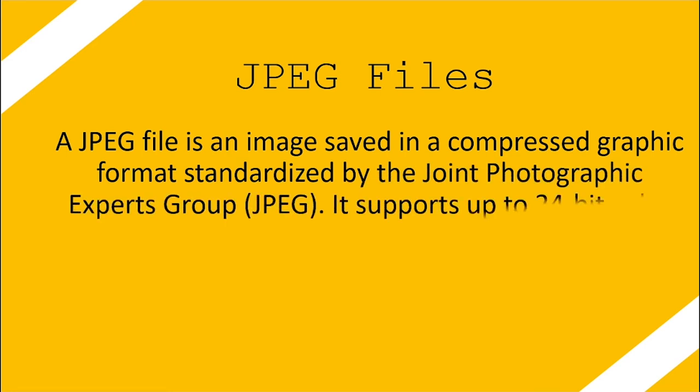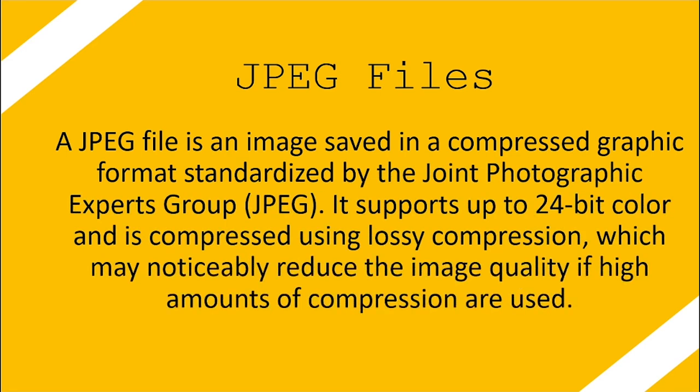So this is the meaning of our JPEG files. A JPEG file is an image saved in a compressed graphic format standardized by the Joint Photographic Experts Group. It supports up to 24-bit color and is compressed using lossy compression, which may noticeably reduce the image quality if high amounts of compression are used. So if you guys are going to take some photos, I highly encourage you to take photos using RAW files instead of JPEG files, if you're going to edit your pictures or post-process them.